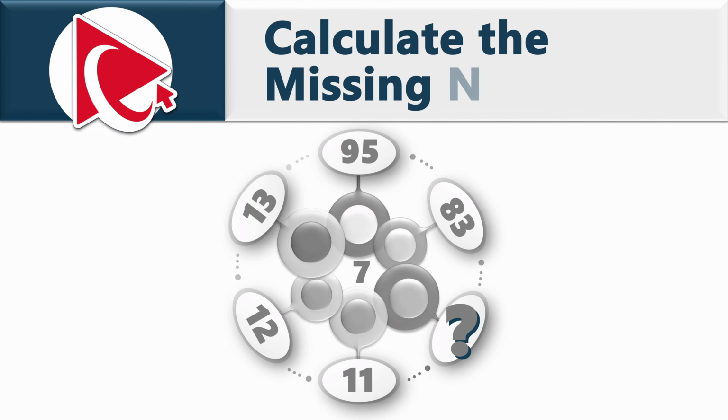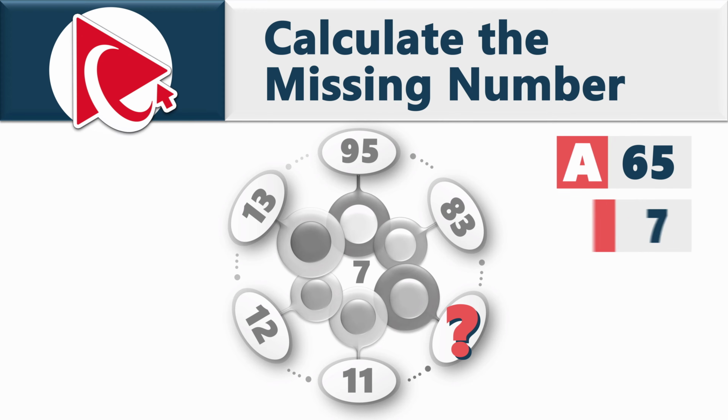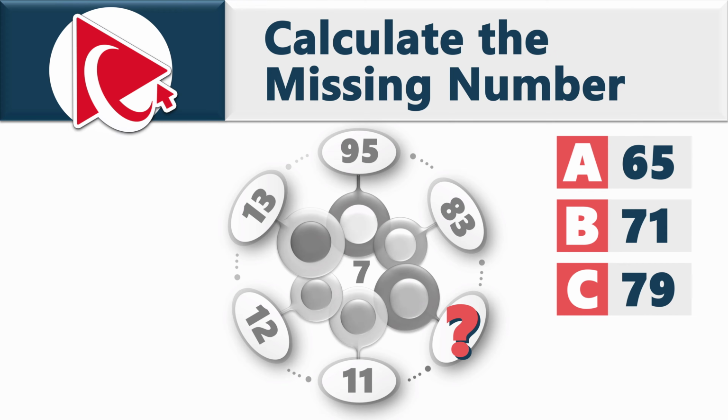You're presented with a cool-looking shape, which has number 7 in the middle, and numbers 11, 12, 13. See the pattern? 95, 83 present. And the next number is missing, which you need to calculate and select the answer out of 4 possible choices. Choice A, 65. Choice B, 71. Choice C, 79. And last but not least, choice D, 87.